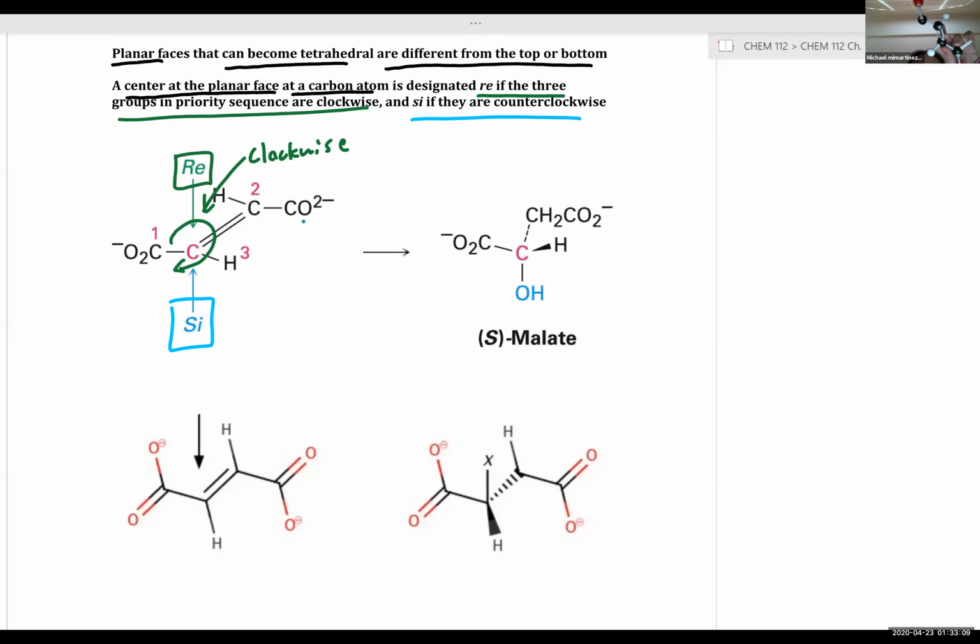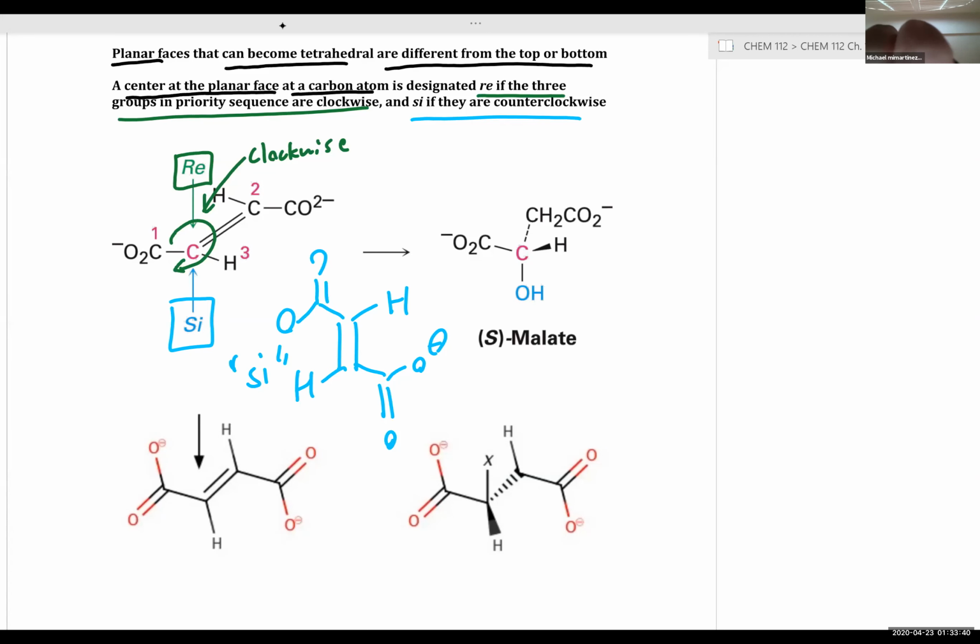And I'd like you to tell me, let's just draw what we see. From our perspective, from our attack from the Si face, we have our carboxylic acid, we have our other carboxylate group, and we have our hydrogen. Okay, so this is our view from the Si face. Does everyone see what I'm seeing? We're attacking from the Si face.